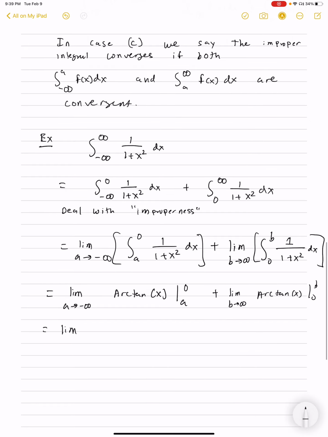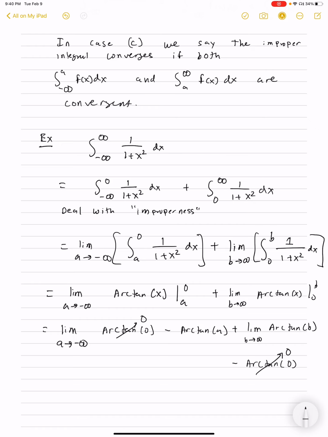Well, this will be this limit as a goes to minus infinity of arc tangent of 0 minus this arc tangent of a. By the way, arc tangent of 0 is 0. Plus the limit as b goes to infinity of this arc tangent of b minus the arc tangent of 0, which again is 0.